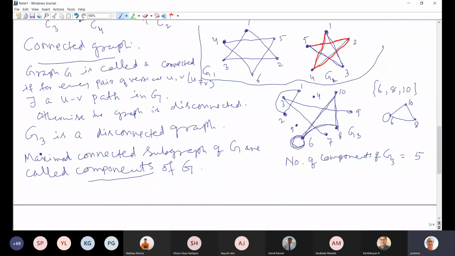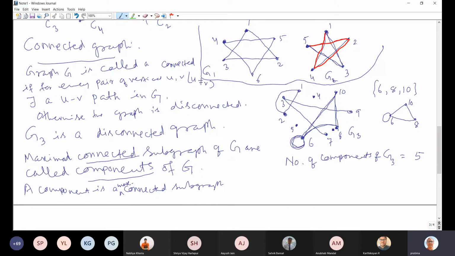Another thing you note: a component is a connected graph. A component is a connected subgraph only. We have to keep this in mind. In fact, it is a maximal connected subgraph. That word, maximal, you should use: maximal connected subgraph.